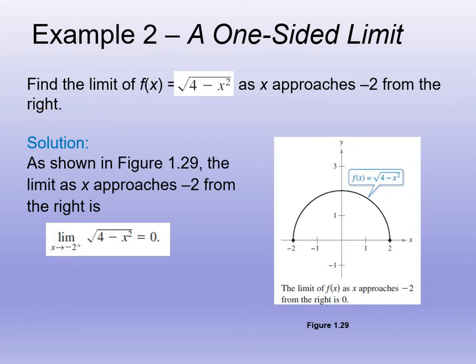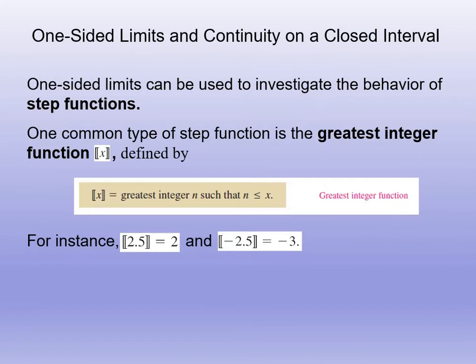We could move along this function and approach +2 from the left, okay, but we cannot approach -2 from the left for this function. All right, let's take a look at the greatest integer function.